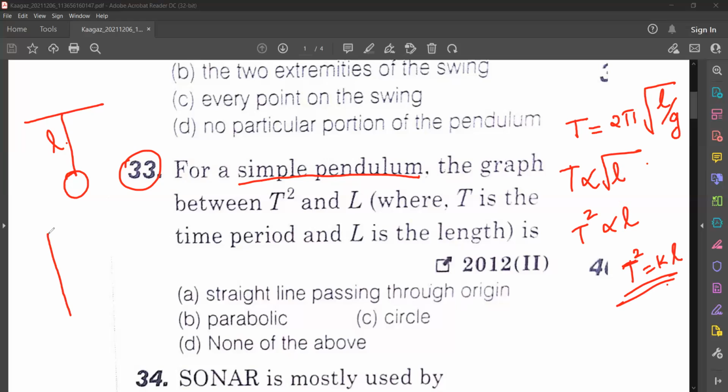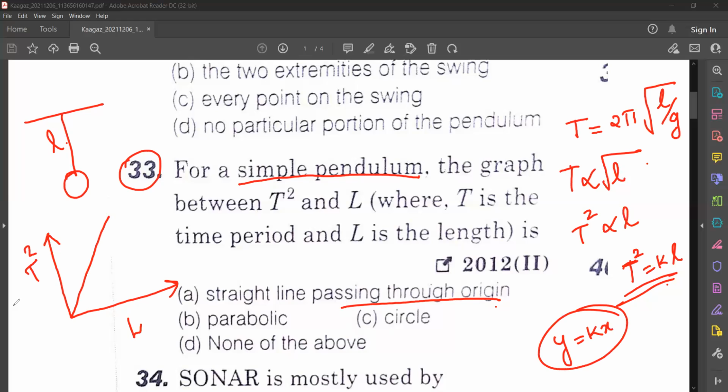Okay. So now listen. If we draw a graph with L and T square, both are proportional, isn't it? So you'll get a straight line passing through origin. This is similar to y equals kx, which is the equation of a straight line. When we put x equal to 0, y is equal to 0. So that is the origin. Then it will go on increasing. Okay, so the answer is option A, straight line passing through origin.